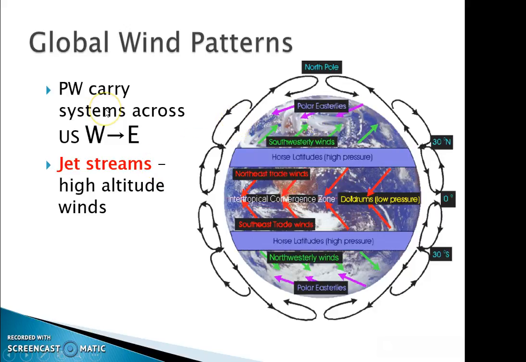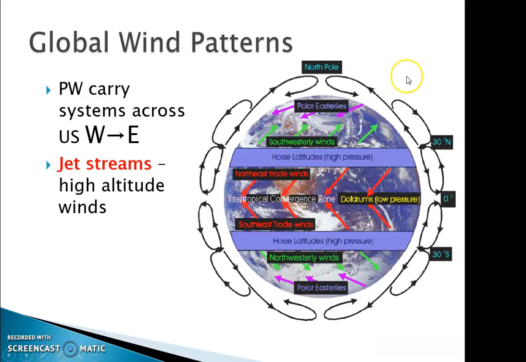Now, our prevailing westerlies are the systems that carry most weather patterns across the United States. And so that's why most of our snowstorms hit West Virginia and then come down towards us. Same thing with the derecho that happened. It kind of came out from the west and hit us. When you see clouds coming from the east, it's typically because we're about to have a hurricane or tropical depression.